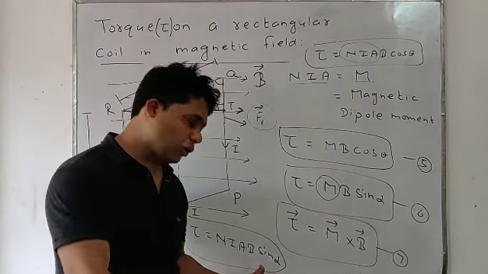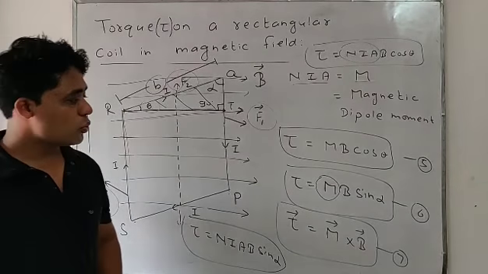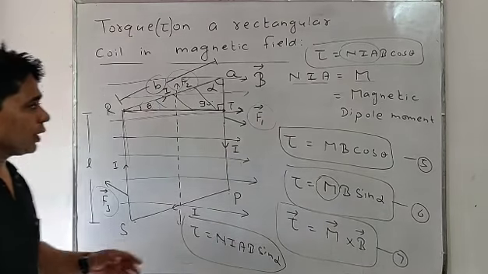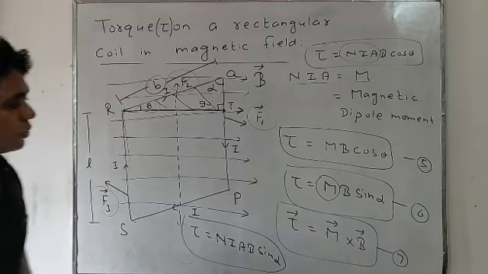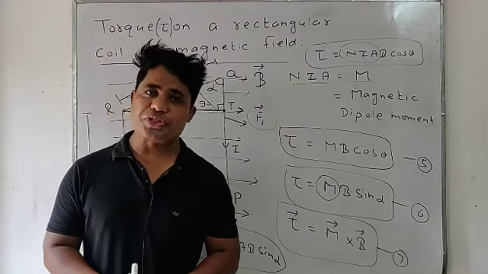And this formula will be used in a further topic called moving coil galvanometer, one of the most important topics. Hope you understood this. Okay, you can take a screenshot. So this is torque, M cross B. Okay, torque on a rectangular coil. Okay students, thank you.